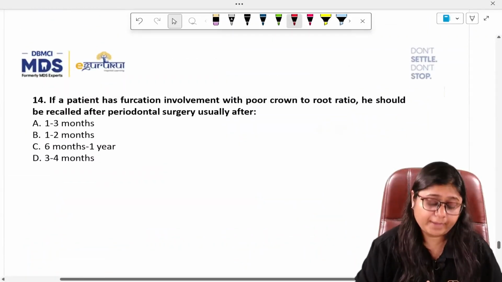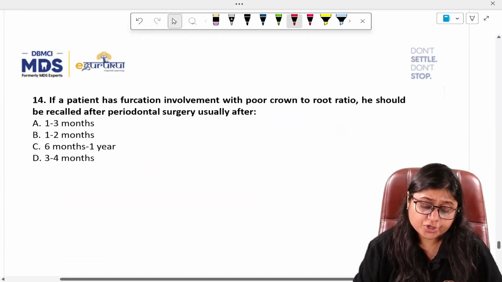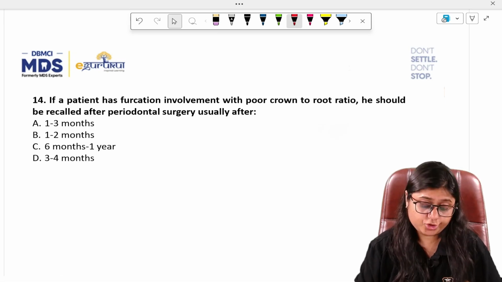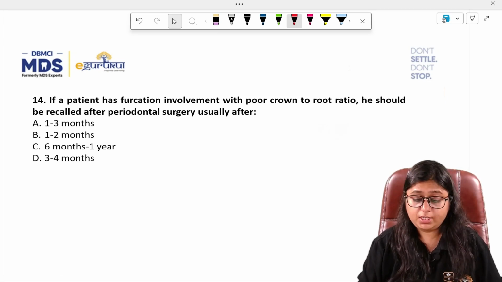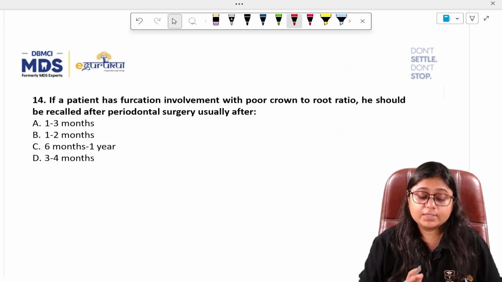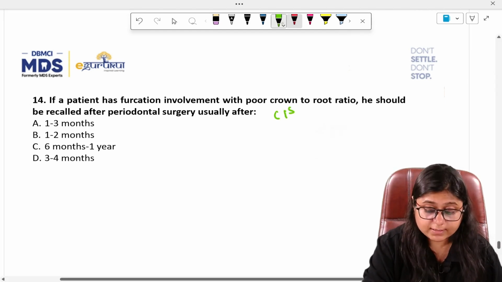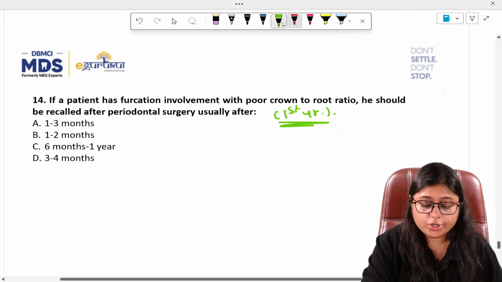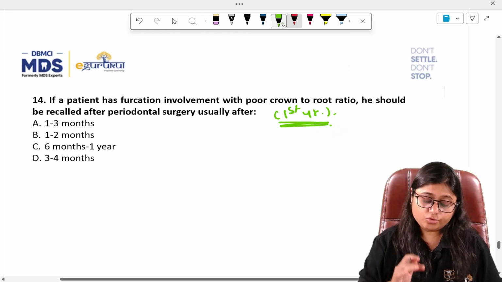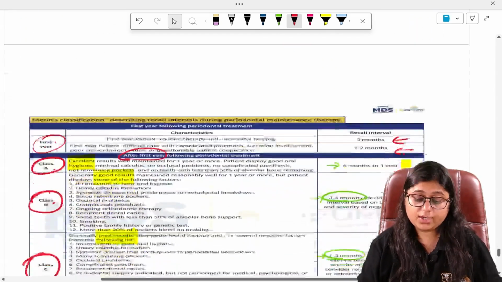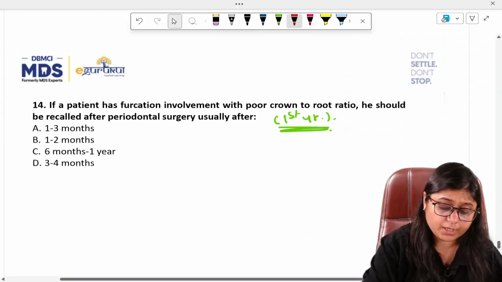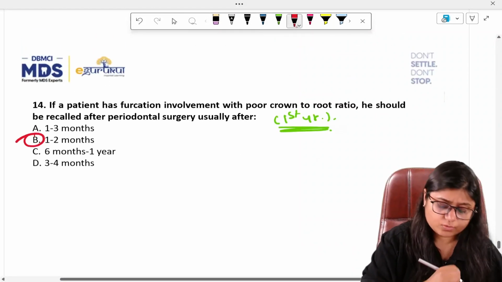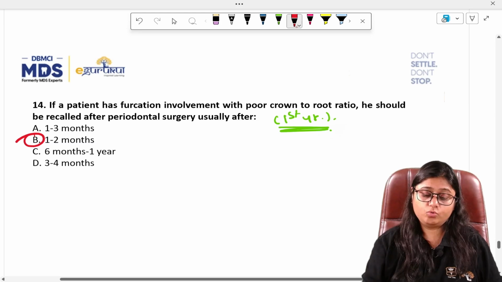Now let us come back to the question. If a patient has furcation involvement with poor crown to root ratio, he should be recalled after periodontal surgery every. So this is talking about the first year, right? In the first year, how will you recall the patient? So you should recall the patient at every 1 to 2 months. The answer to this question is B, 1 to 2 months.